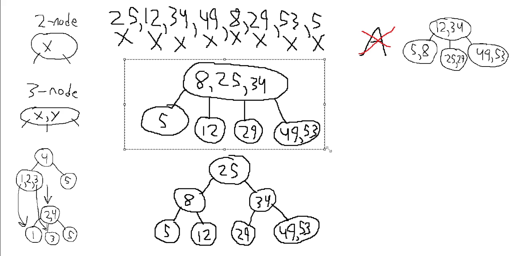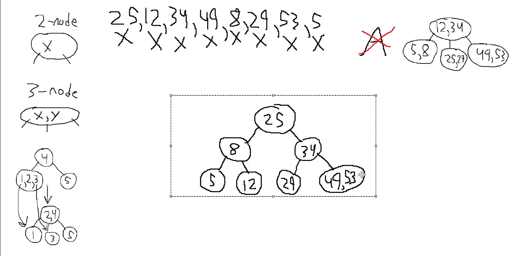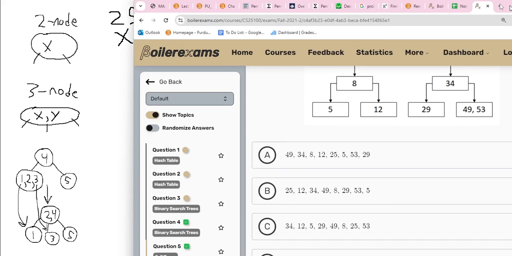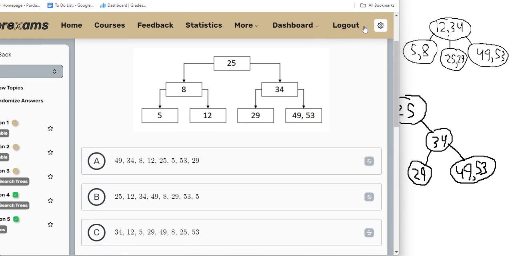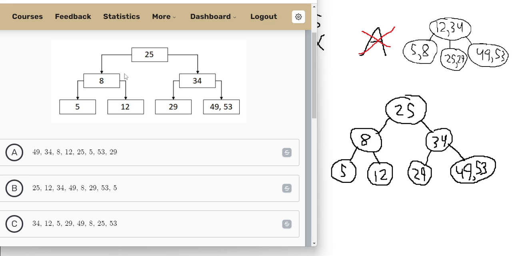This is the final 2-3 tree that we get from answer B. We can compare it with the tree given, which shows 25 at the top, 8 on the left child, 34 on the right child, 5 and 12 in the left and right child of the original left child, and then 29 along with 49 and 53 both in the same node. We see that every node along the way has these exact same values. And so this is the correct answer that we're looking for, B.